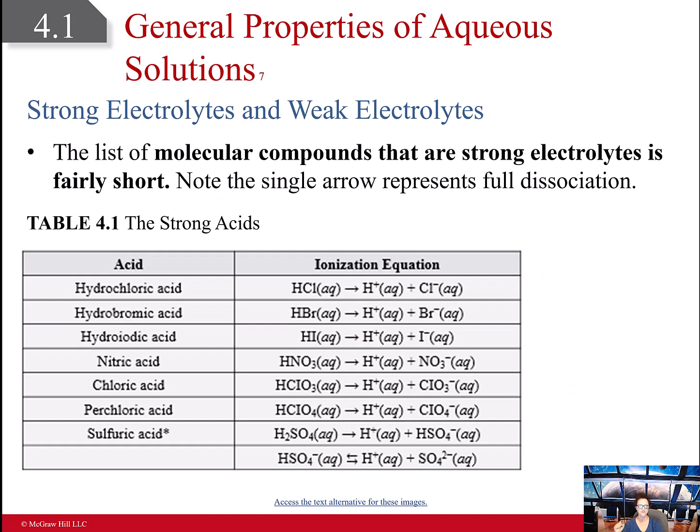Molecular compounds that are strong electrolytes is a very short list, okay? And they are going to be your strong acids and strong bases. So your strong acids are hydrochloric, hydrobromic, hydroiodic, nitric, chloric, perchloric, and sulfuric acid, the first ionization.